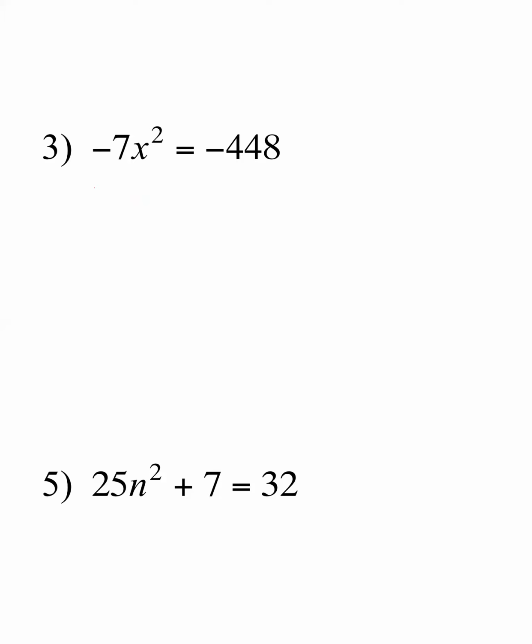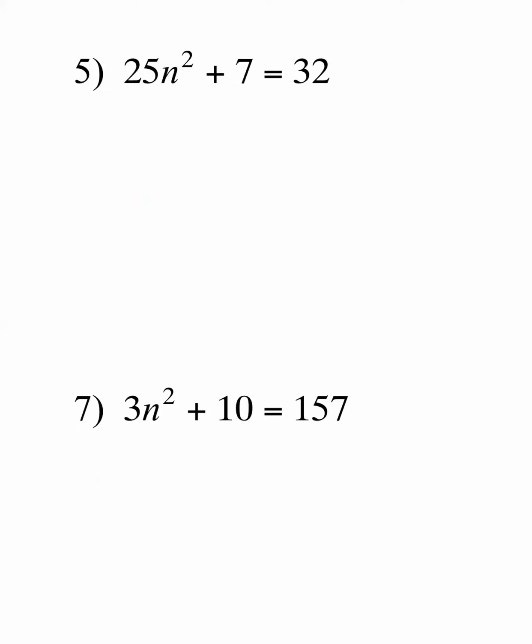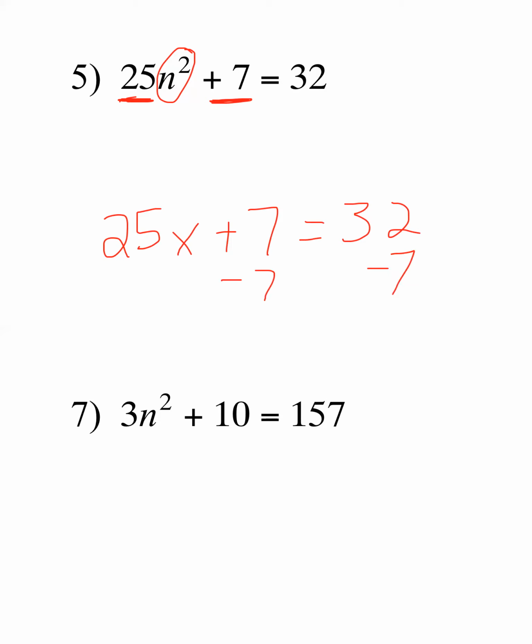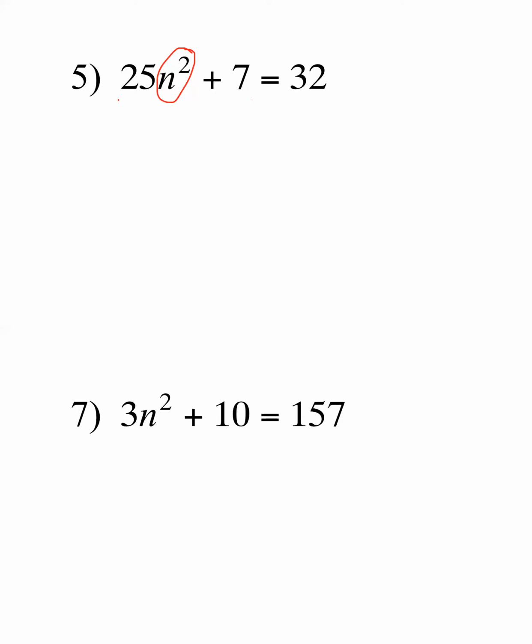Let's jump down here to number 5 because this one does look quite a bit different. Okay, so my goal is still the same. I still want to get n squared by itself. I'm going to need to get rid of this 25, and I'm also going to get rid of this 7. I'm going to do this just like I normally would with a regular equation, right? So if it was just something real quick, if it was 25x plus 7 equals 32, what would you do first? Wouldn't you subtract the 7 from both sides first? Yes. So I'm going to do the exact same thing. So I'm going to subtract the 7, and then I'll divide by 25. Okay? It matters what order you do it in.